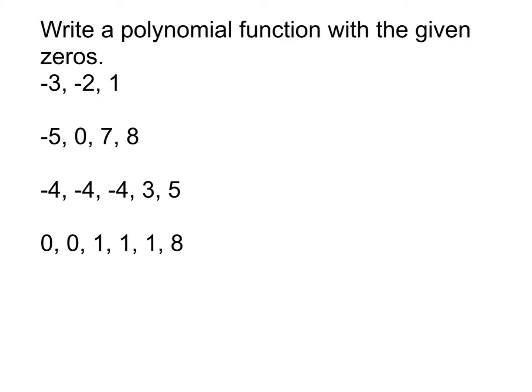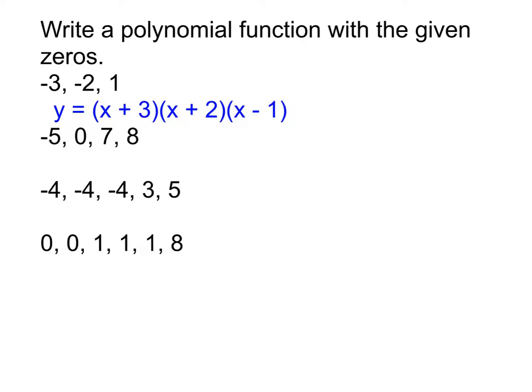So for that first one, we're going to write an equation. We're saying, well, what can I plug -3 into so that it would be 0? Well, it'd have to be x plus 3. And then the -2 means we had an x plus 2, and the 1 means we had an x minus 1. So there is your polynomial that gives us those zeros.